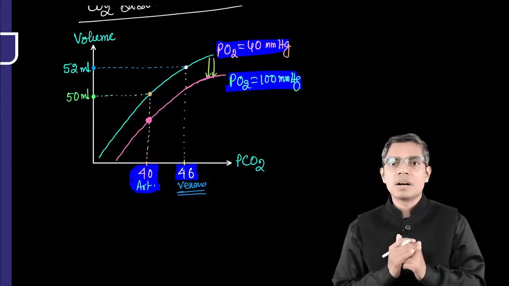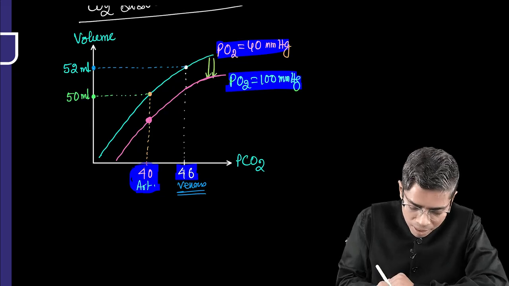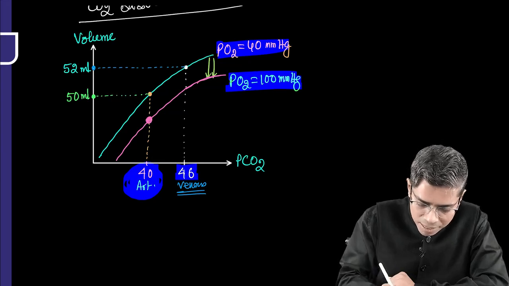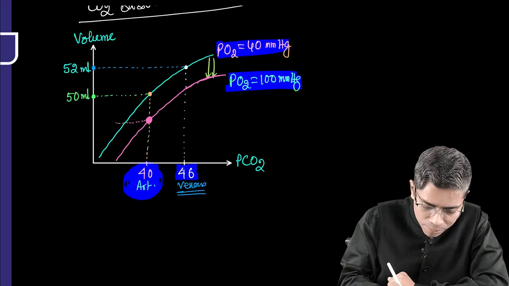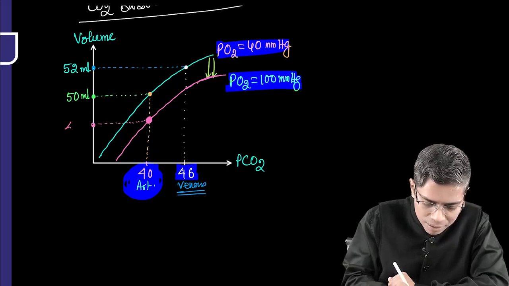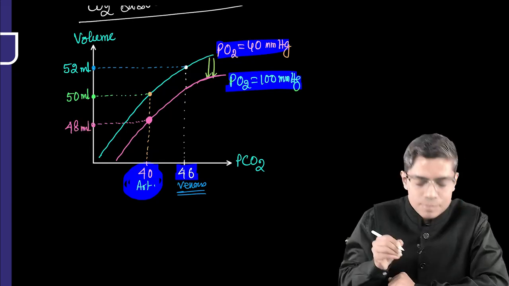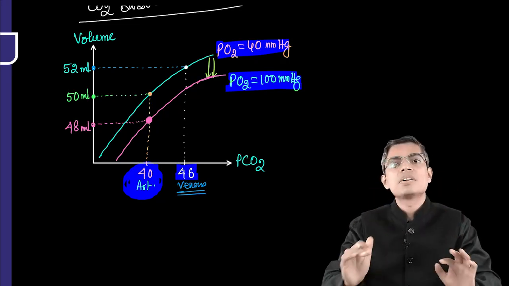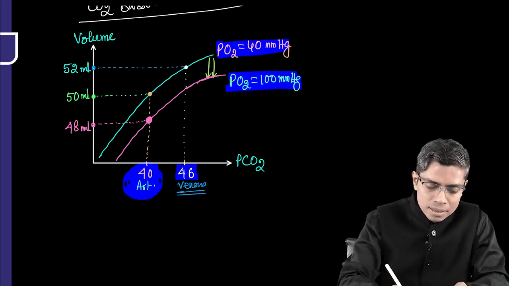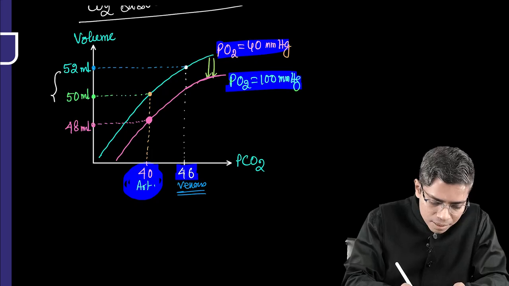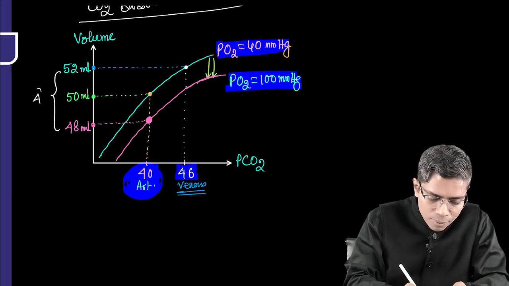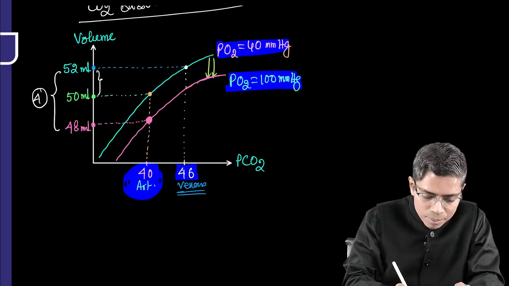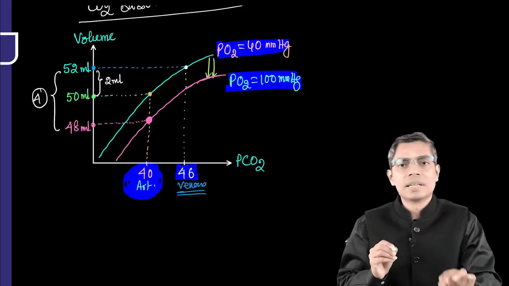Whenever it is shifted in the downward direction, look at it: the arterial blood partial pressure of carbon dioxide is 40, and it cuts the curve at this point. From here, if I drop a perpendicular on the y-axis, I will find that this is 48 ml. That means due to the downward shifting of this curve, the arteriovenous carbon dioxide difference is 4 ml, but if there is no shifting of the curve, then the arteriovenous carbon dioxide difference is only 2 ml. Getting my point?